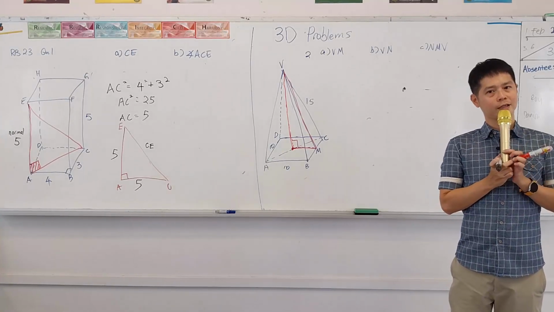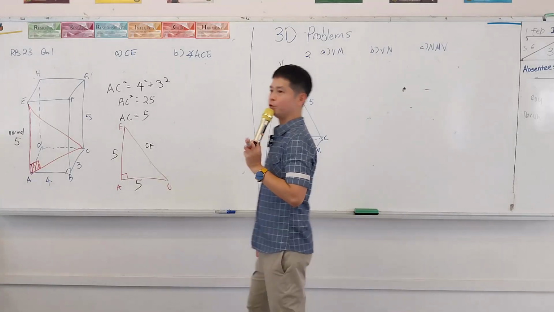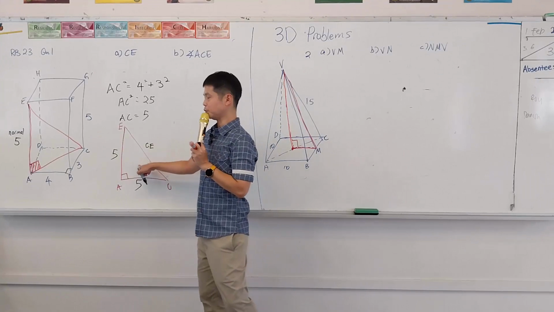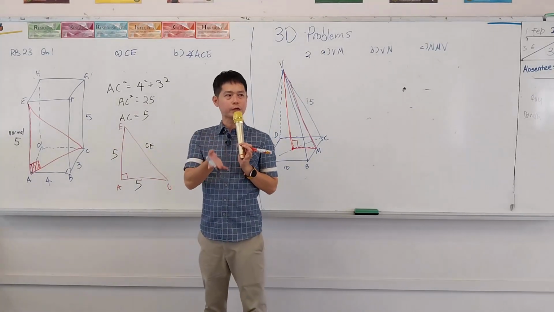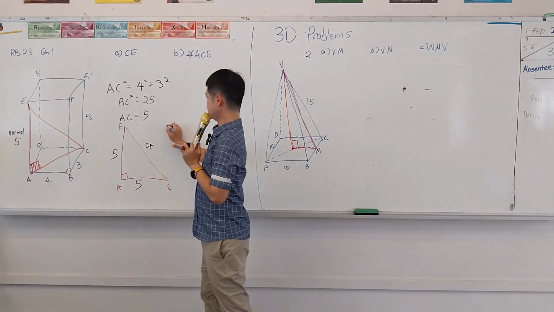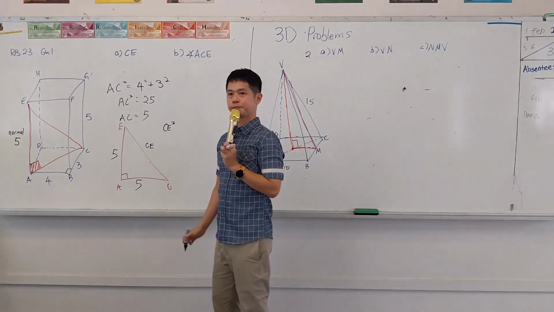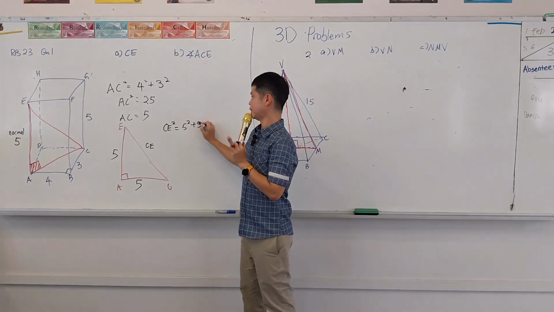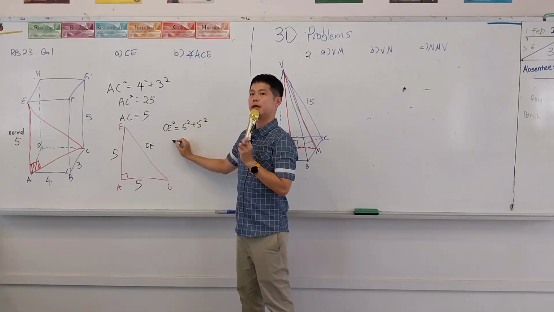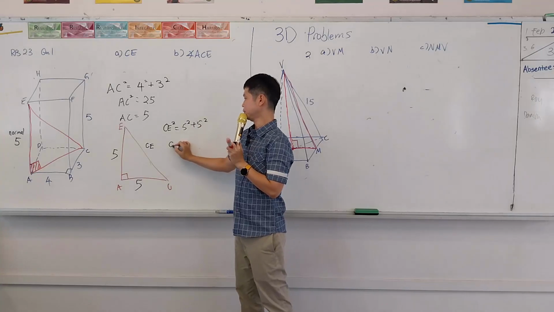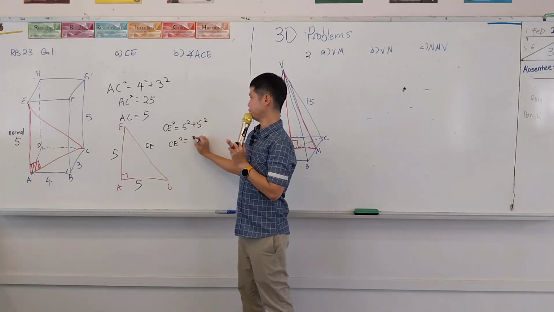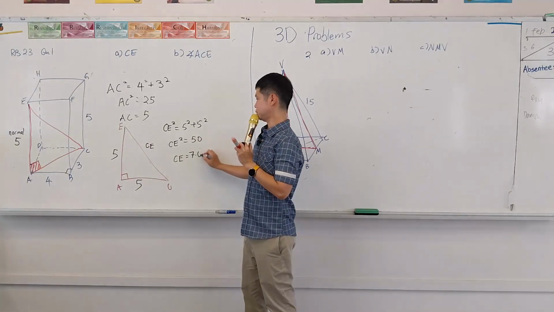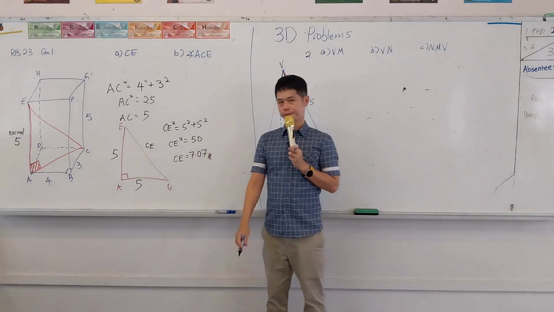There's no angle there, so I still have to use Pythagoras theorem one more time. Let's find it. I need your help. Can you get your calculator? CE square equals 5 square plus 5 square, and I will have 25 plus 25. So CE square is 50. Can someone help me press what is CE? 7.07. Okay, done.